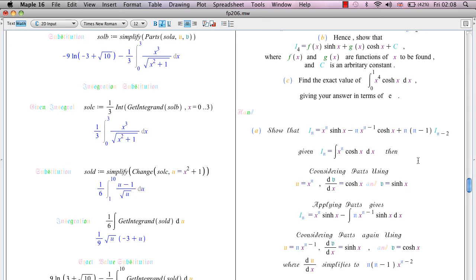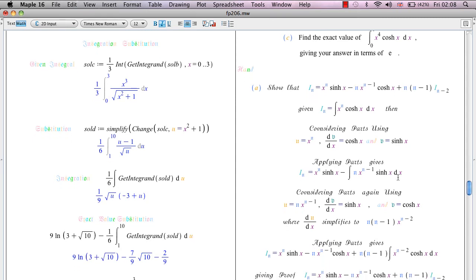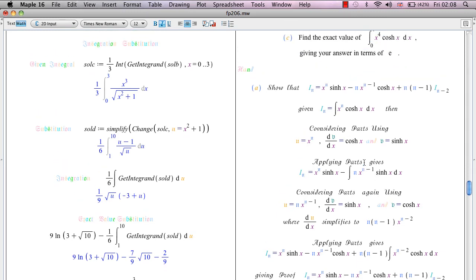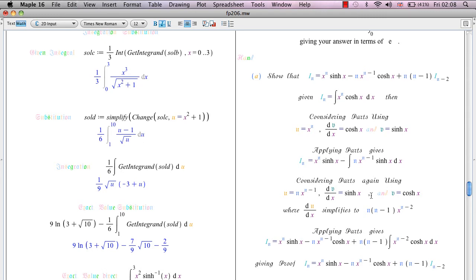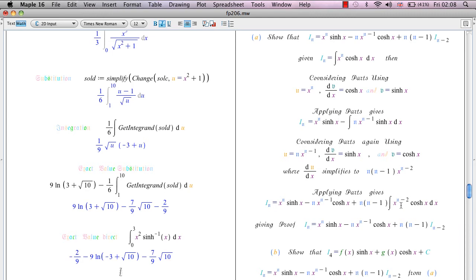So for part A, considering parts where u equals x to the power n, applying the parts, the left hand side is starting to look like the formula for the proof. Considering parts again for the right hand side where u equals n x to the n minus 1 and du dx n minus 1 x to the n minus 2. Applying parts again and taking out the constant n minus 1, we can see that this gives the proof required.